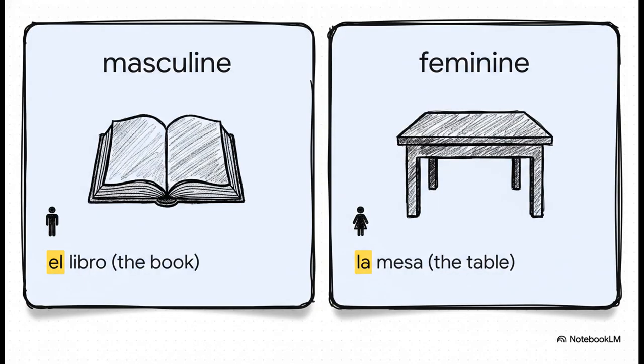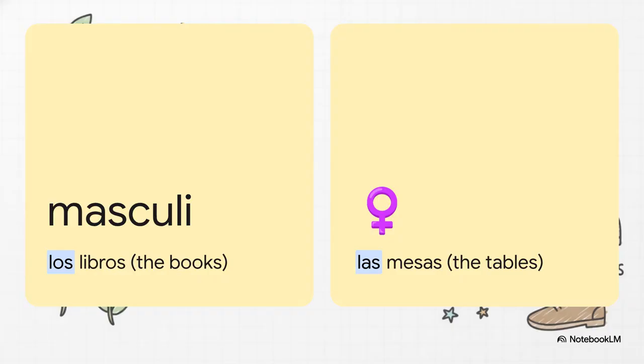Let's see it in action. So, for a single masculine noun like book or libro, we use el. And for a single feminine noun, like table or mesa, we use la. Simple, right? El libro, la mesa. So what happens when there's more than one? Well, the logic stays exactly the same. If we've got a bunch of books, el just becomes los libros. And if we have a few tables, la becomes las mesas.